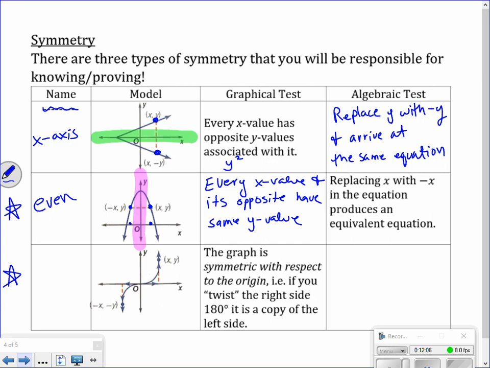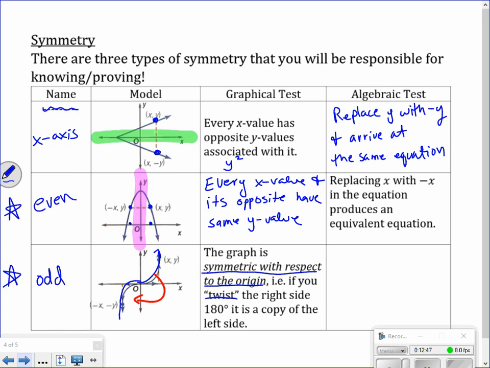All right, so this next one, the name of it is an odd function. When you have an odd function, it's kind of hard to show you on the video, but imagine this part right here twisting 180 degrees. If you twist that around to there, kind of like in geometry, it basically produces the same exact picture down here. So it's more like a rotational symmetry. So what you say is that your graph is symmetric with respect to the origin. If you twist the right side 180 degrees, it's basically going to lay on top of the left side.